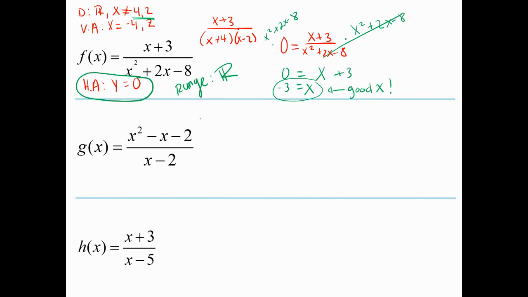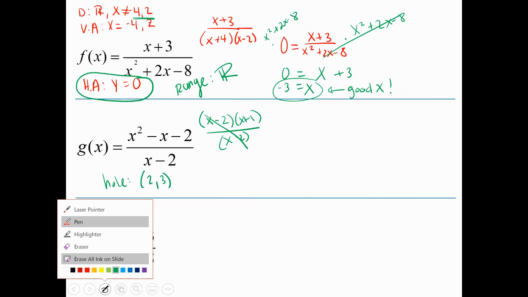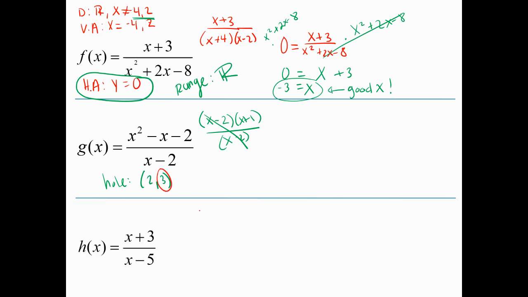In this second one, we factored the numerator, x minus 2, x plus 1, over x minus 2. Those canceled, and when I plugged it back in, I got a hole at 2, 3. So the point that I want to check is 3, the y value of the hole. I didn't have any horizontal asymptotes here. It's top heavy. So I'm going to take my equation and say 3 equals x squared minus x minus 2 all over x minus 2. And let's remember the domain here.